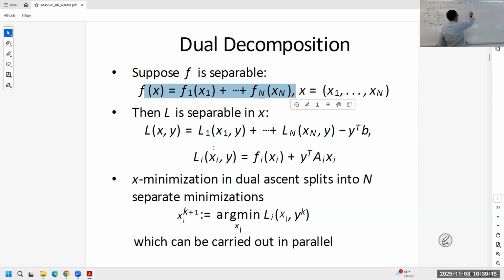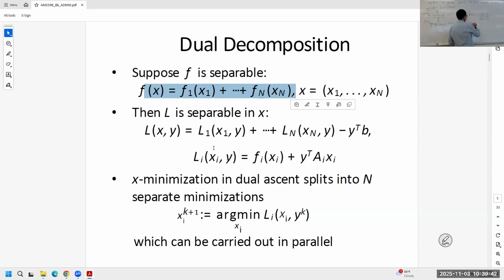If f(x) is just two values, equal to x1 squared plus x2 squared, is it separable? It is separable, because you can write it as f1(x1) plus f2(x2). They can be written as separate functions.